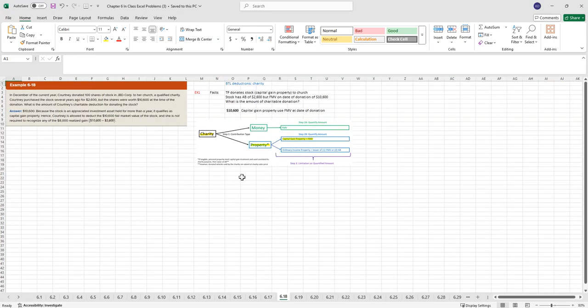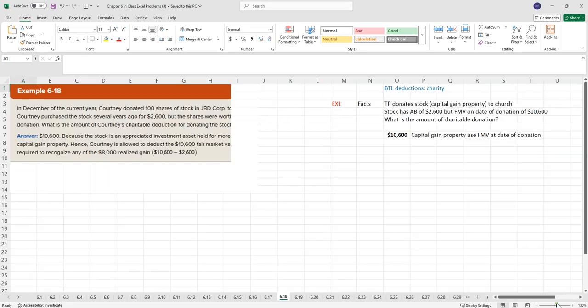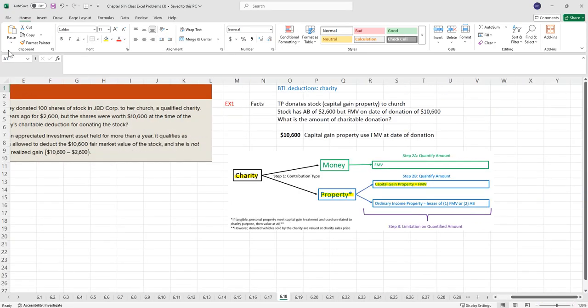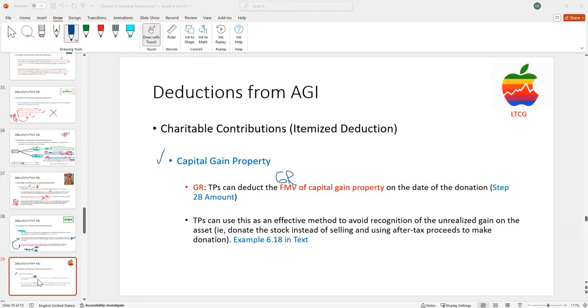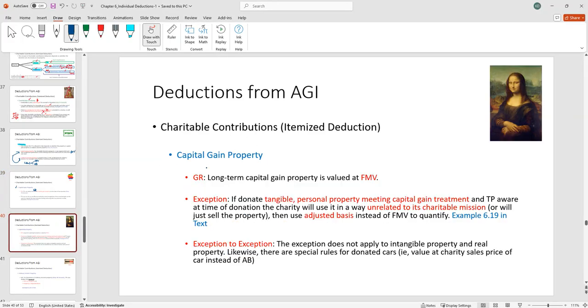Now we're getting into valuation, right? So here's an example. Whoa, geez, zooming in there. We have a taxpayer. They give stock to the charity. Looks like they paid $2,600, and on the date of donation, it's $10,600. So it's appreciated in value. How do we do this? Well, we gave property. They held it for more than a year. It's long-term capital gain. When we put a number on this donation, it's going to be the fair market value as a general rule. Okay? We will see there is an exception to that.